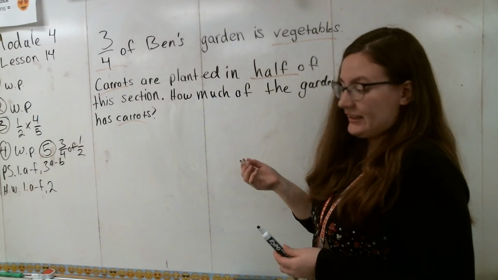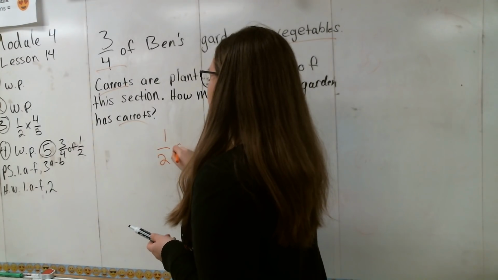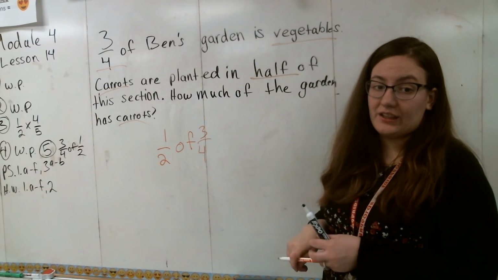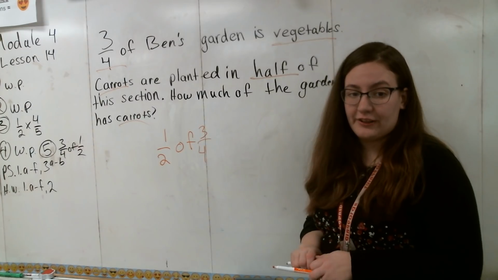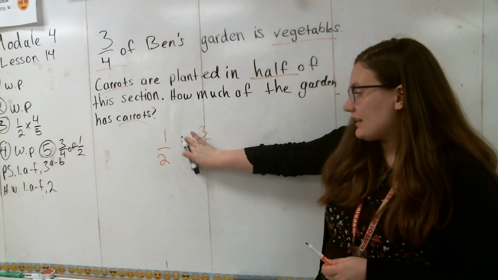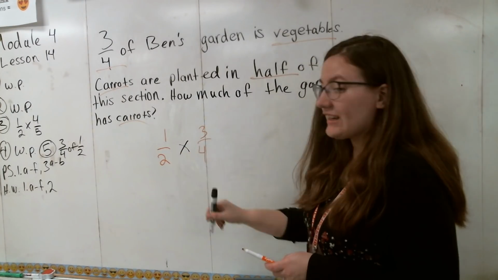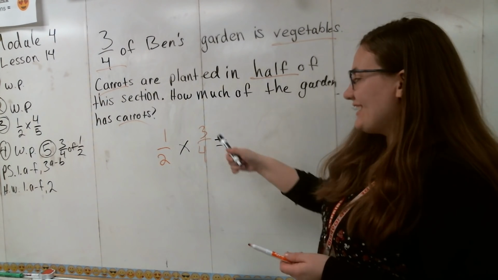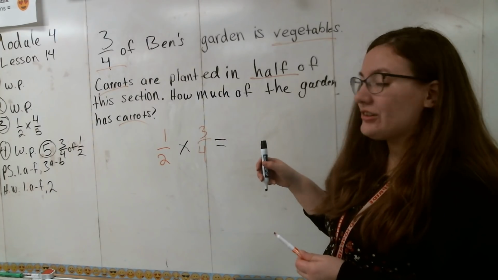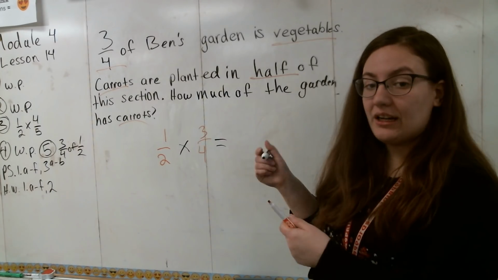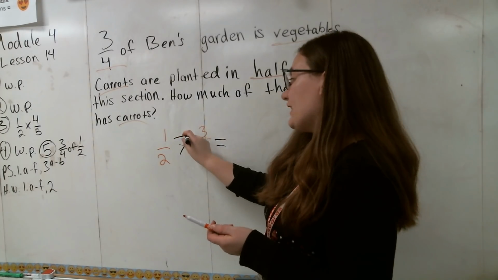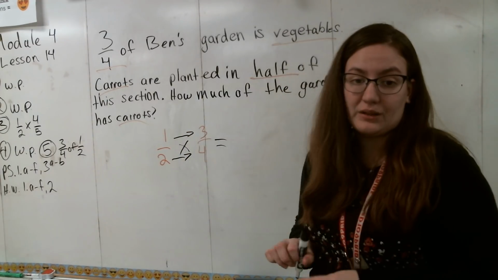So I am finding half of 3/4 right now, because half of the 3/4 is carrots, and I'm trying to figure out what that means. So I can always change that "of" to a multiplication sign. And real quick, I keep saying I'm going to do the numerical part, but I haven't yet, so I'm going to do that now. So when I do the numerical part, it's just like all the multiplying fractions that you've done so far.